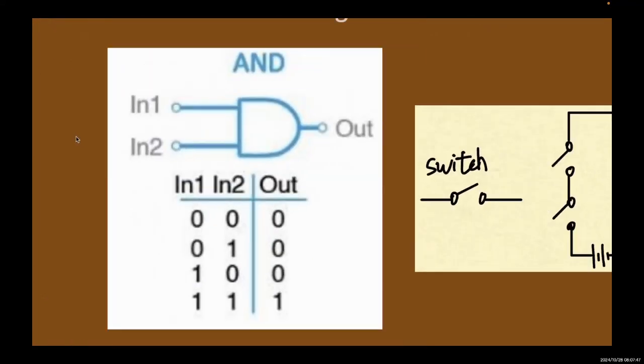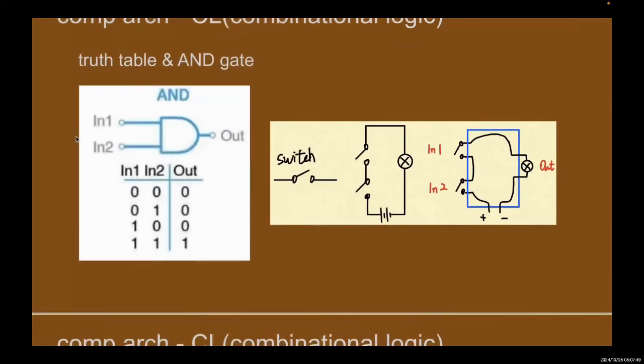So this is an AND gate. If you put this black box, this black box becomes an AND gate. And there are two inputs and one output. Yeah, that's very easy.